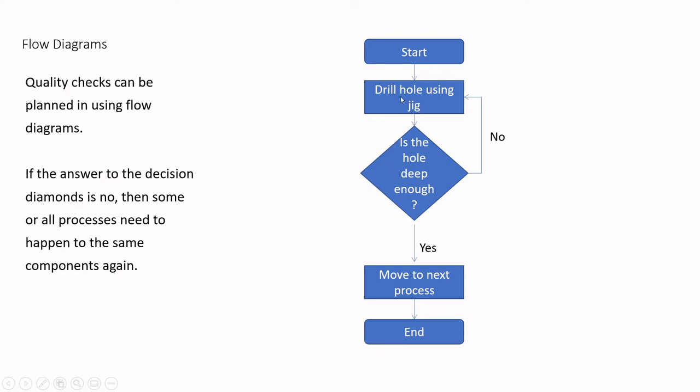In this instance, the action is drill a hole using the jig. You did something. Then if you've got a question, has something happened? The diamond is essentially a check. We drilled the hole. Is the hole deep enough? Yes, carry on. No, go back round and try again. It could also be turning on a light switch. Did the light come on? Yes, proceed. No, check again.